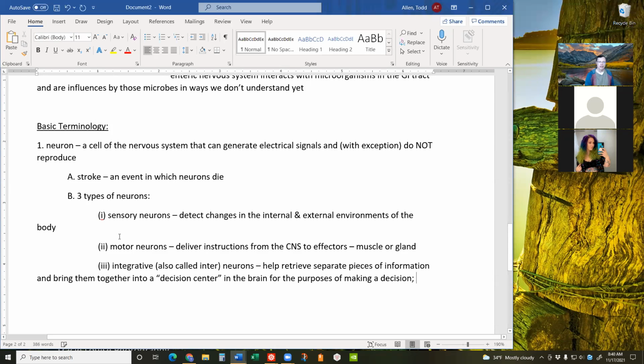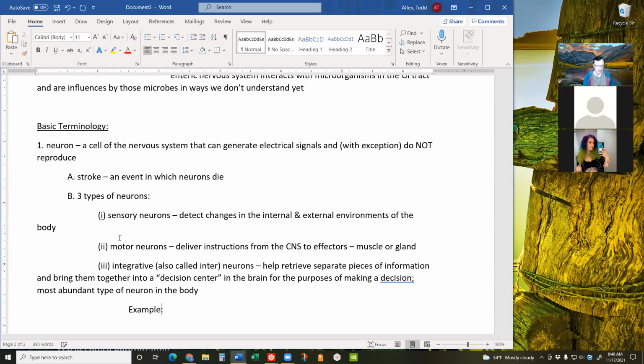Okay. In terms of raw numbers, we have more integrative neurons in our anatomy than we have sensory or motor neurons. We have more integrative neurons in our body than either sensory or motor neurons. So these are the most abundant type of neuron in the body.